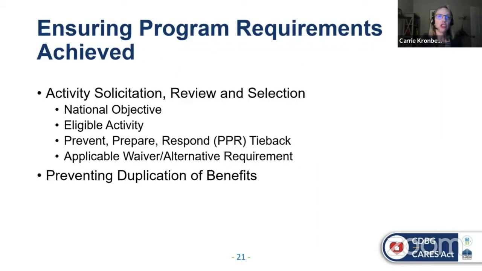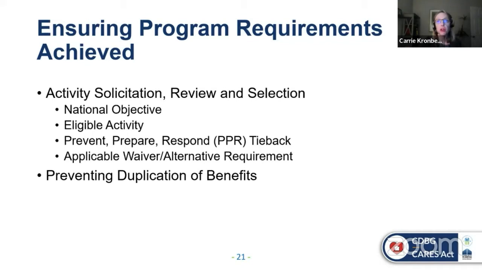Okay, so to ensure program requirements are achieved, your procedures should include a description of how you solicit, review, and select CDBG-CV activities. Given the need with CDBG-CV to respond quickly and likely serve different populations than you might with your annual CDBG program, with different activities, you probably need to adjust your activity solicitation procedures.